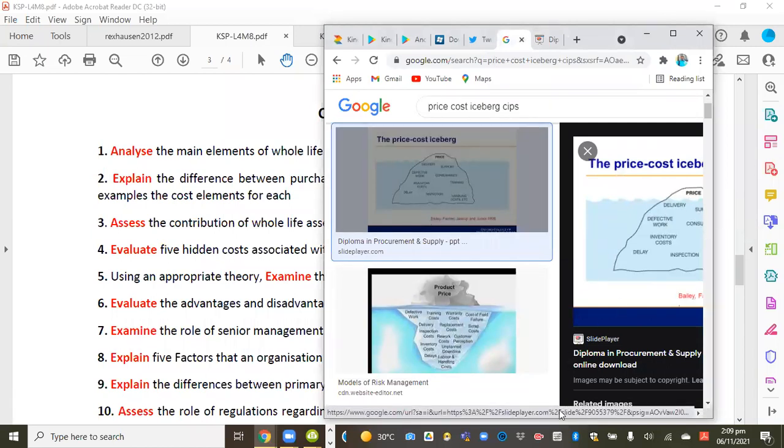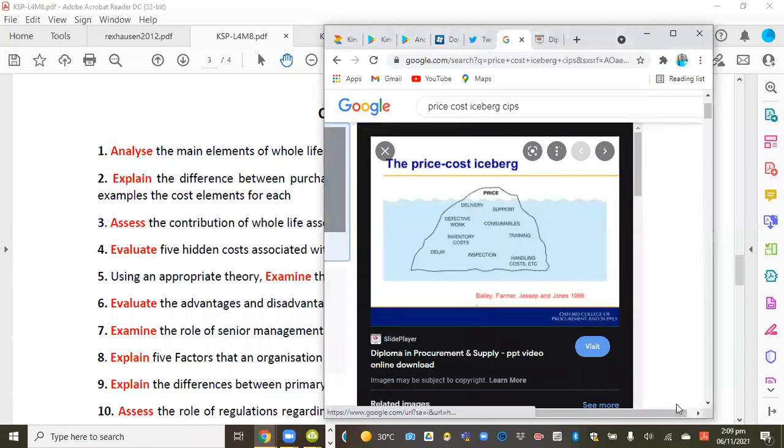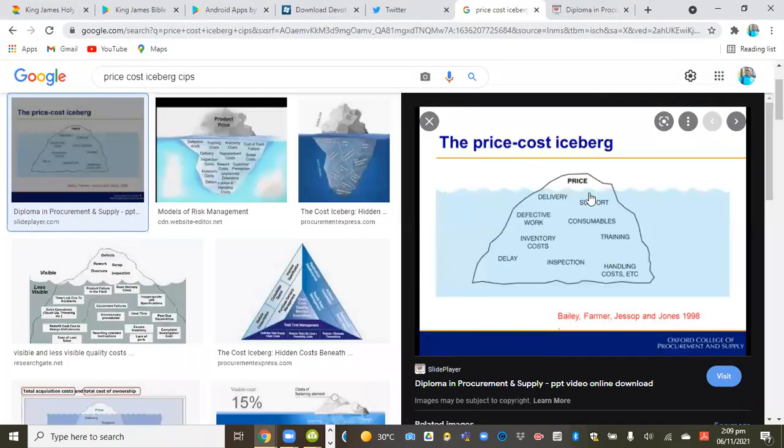So this is the price cost iceberg. I don't know if you can all see. Please, can you see? Yes, sir. Okay. Can see. Okay.